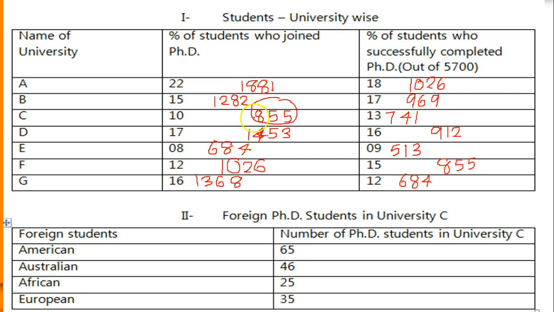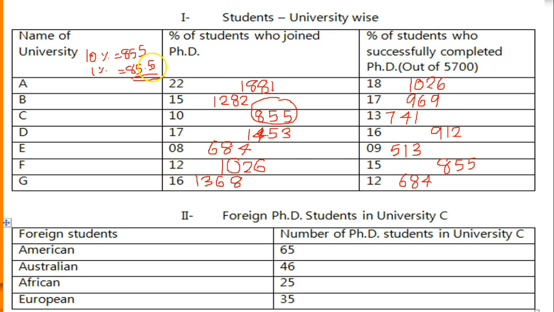Based on this, you want to find what are 22%, 15%, 17%, 8%, 12% and 16%. It's easy to find because given 10% is 855, which means 1% is 85.5. That means 1% means 85.5 students. There is no need to get confused by seeing the decimal number of students, because in the question it has been told that all the numbers have been approximated to the nearest whole number.